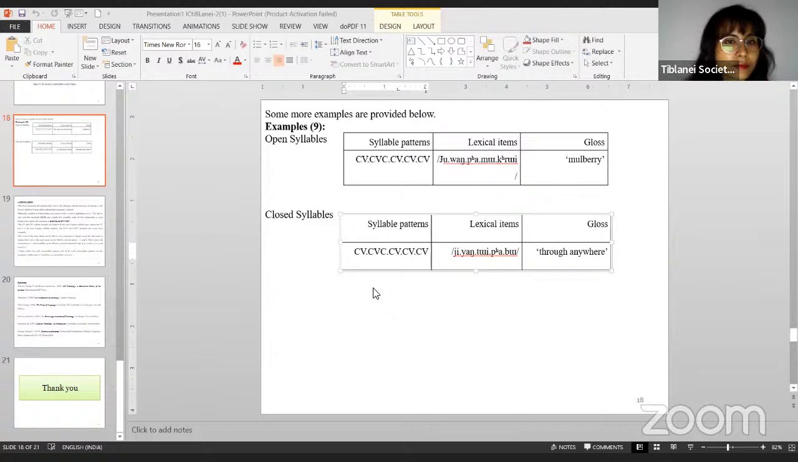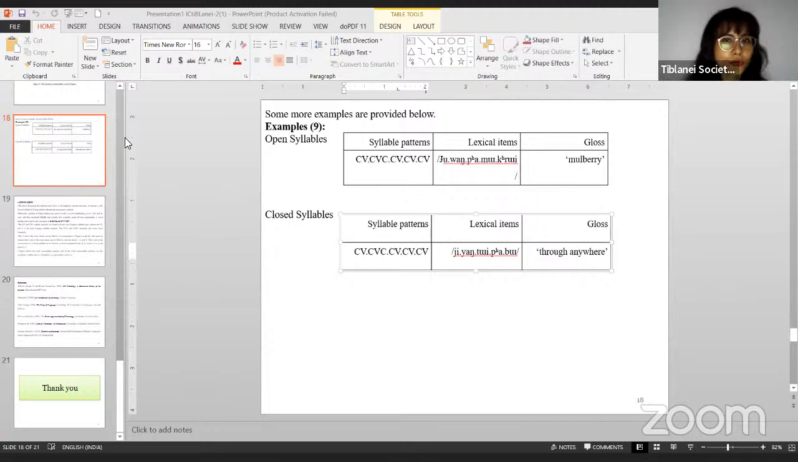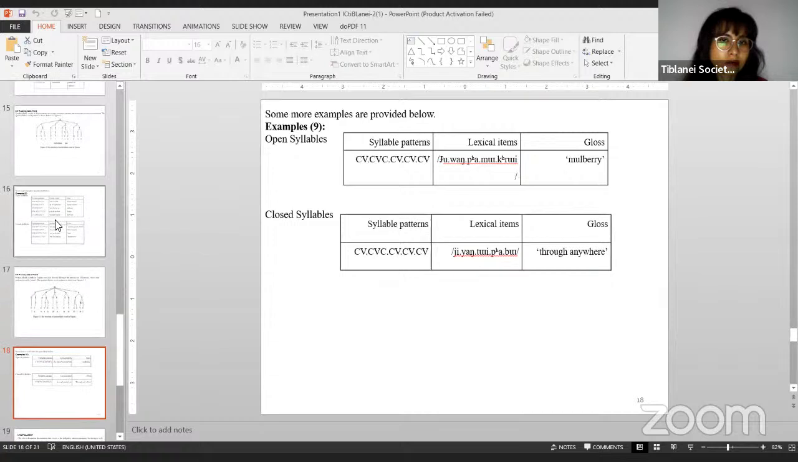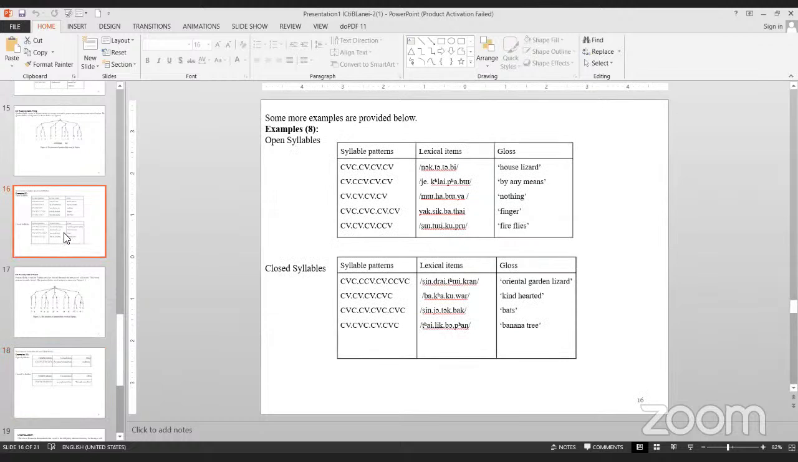In closed syllables, this is a pentasyllabic word like 1, 2, 3, 4, 5. I think the one who speaks the standard Kokborok can say it, but in my dialect, I think we say Jiang Ti Pavo.